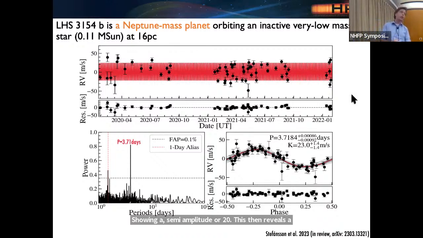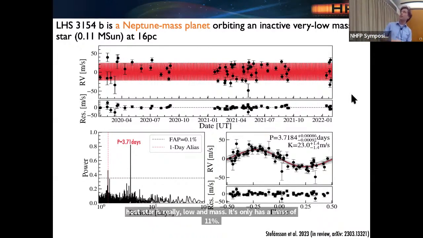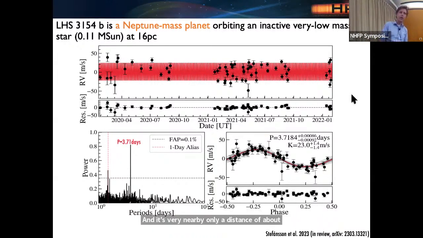The host star is really low in mass. It only has a mass of 11% of the mass of the Sun, and it's very nearby, at a distance of only about 16 parsecs. So where does LHS 3154b land on the previous plot?